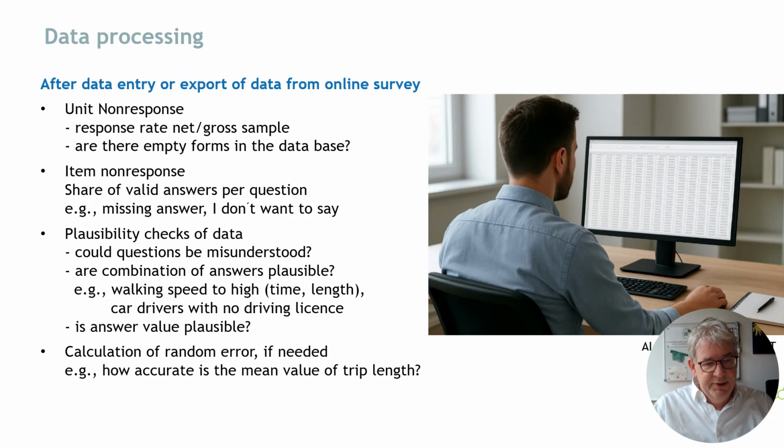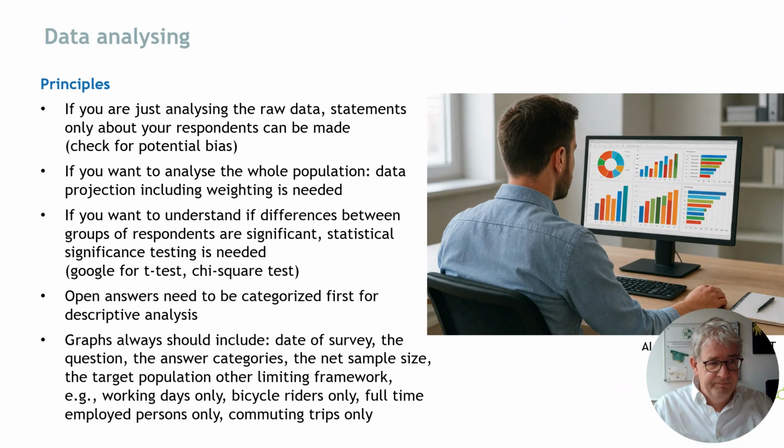What you can also do then is calculate, for every variable, the random error, so how accurate the data of each individual value is. If you're analyzing the raw data, for example, then of course you can only understand how the respondents reacted.